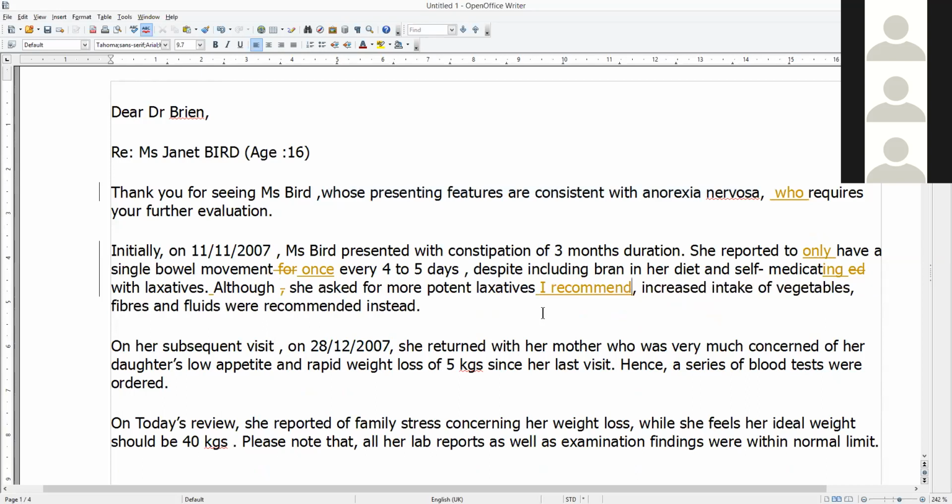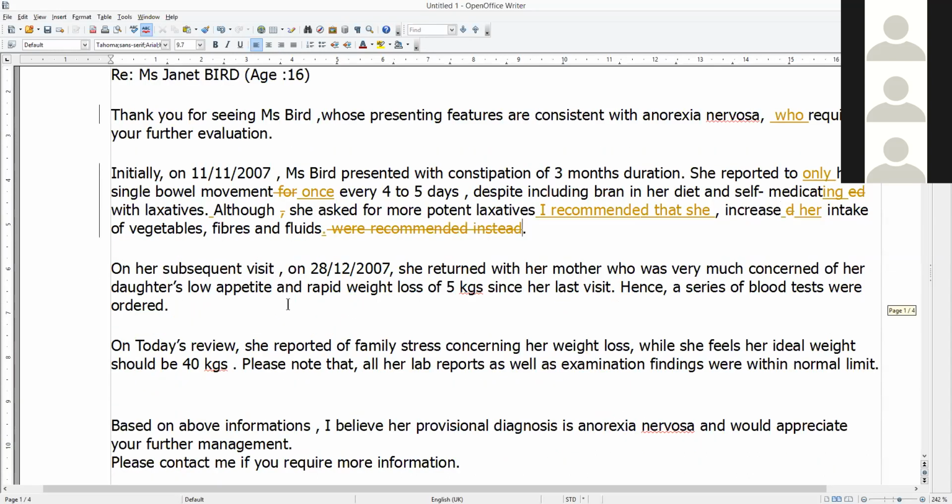I recommended that she increase her intake of vegetables, fibers, and fluid. So, you know, use of passive is good, but you don't have to use it all the time. And you were giving advice, so I would make it an active sentence.